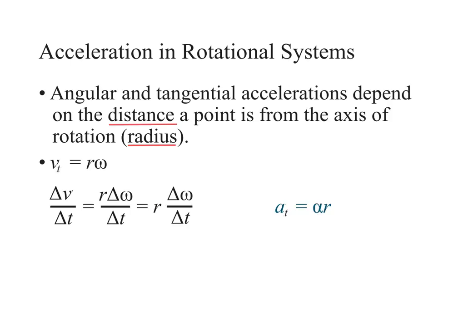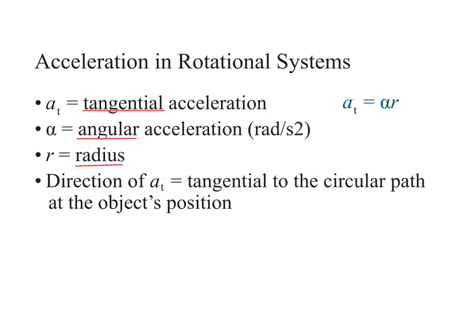All right, so angular and tangential accelerations depend on the distance a point is from the axis of rotation. If I had a really short slingshot, I'm not going to get it to go very fast. If it's further out, it's going to go faster, with the same rotation, because it has to move further in the same amount of time. So it's going to be going faster.